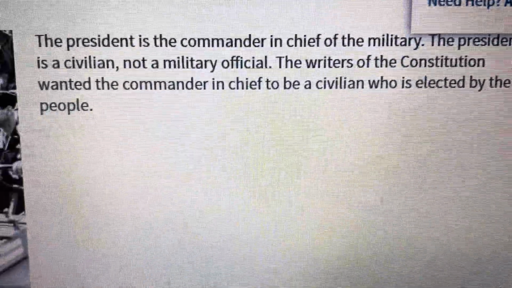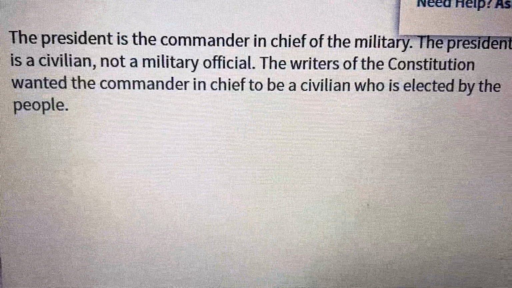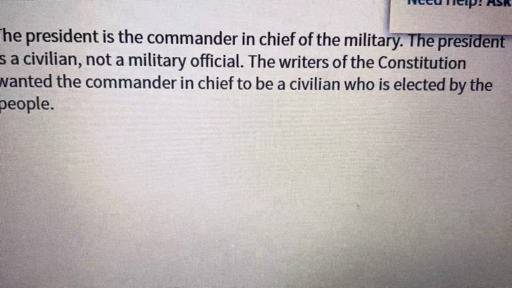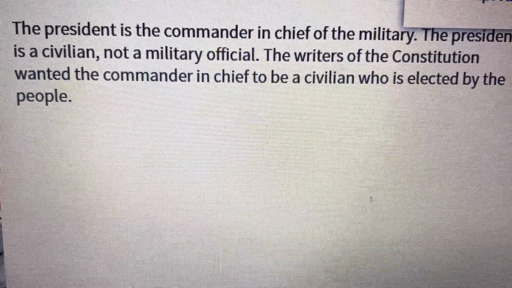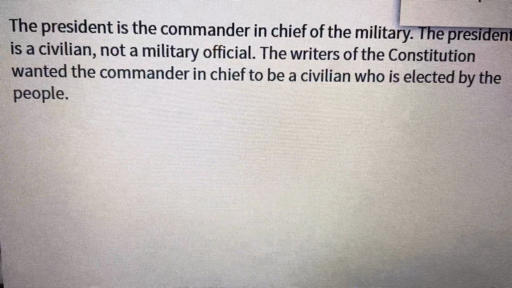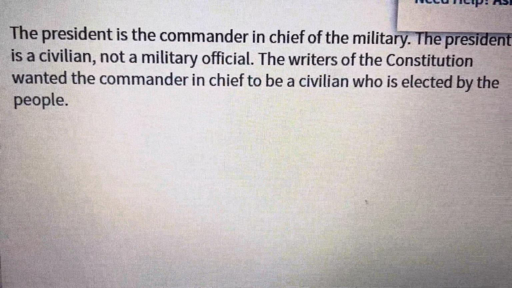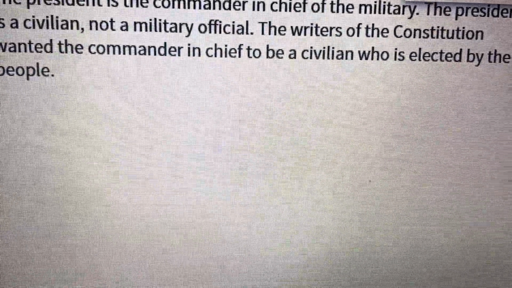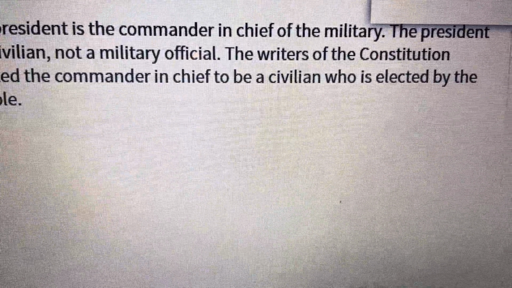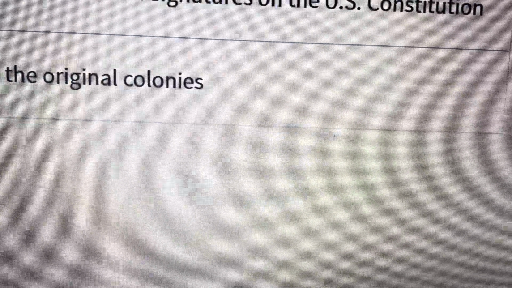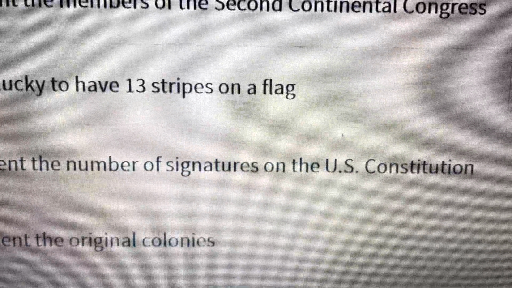The president is a civilian, not a military official. The writer of the Constitution wanted the commander-in-chief to be a civilian who is elected by the people. So that's why president is a commander-in-chief. So it should be a civilian. So the president is a civilian that was elected by people. So at least we learned something.